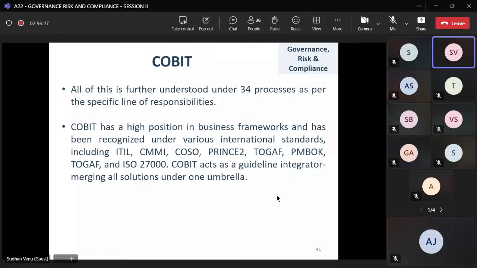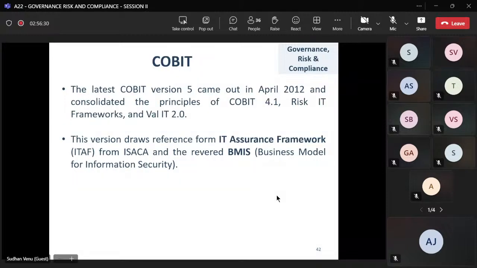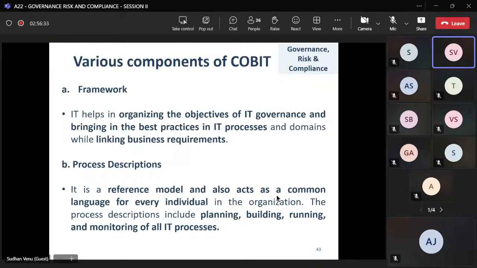In COBIT, we have various components: the framework, process descriptions, control objectives, maturity models, and management guidelines. Based on COBIT, we will think about the maturity model in a later session. The framework helps organize the objectives of IT governance and brings in best practices in terms of IT processes, linking them to business requirements. The process description refers to the model and also acts as a common language for every individual for planning, building, running, and monitoring all the IT processes.